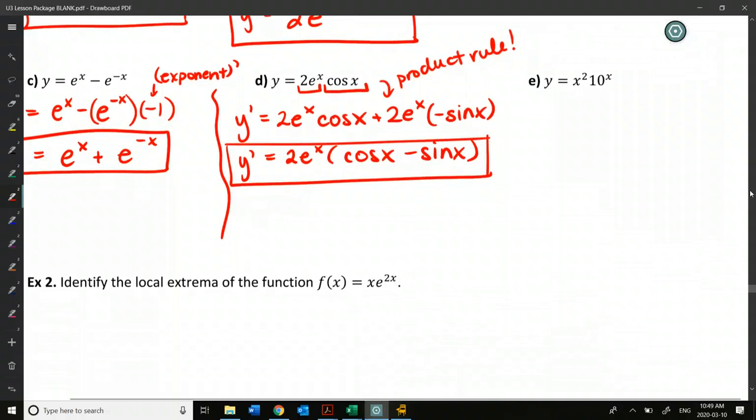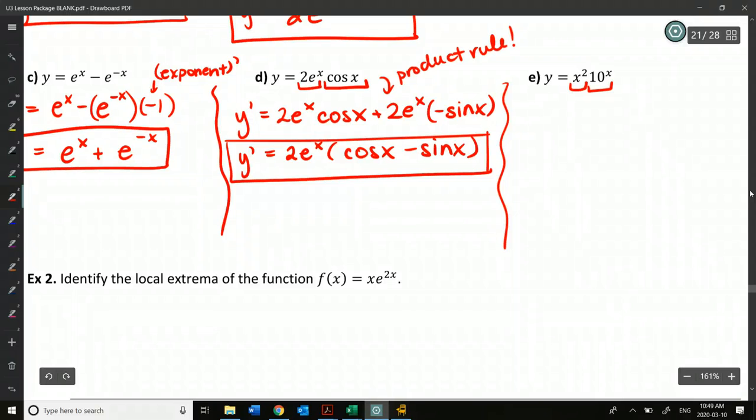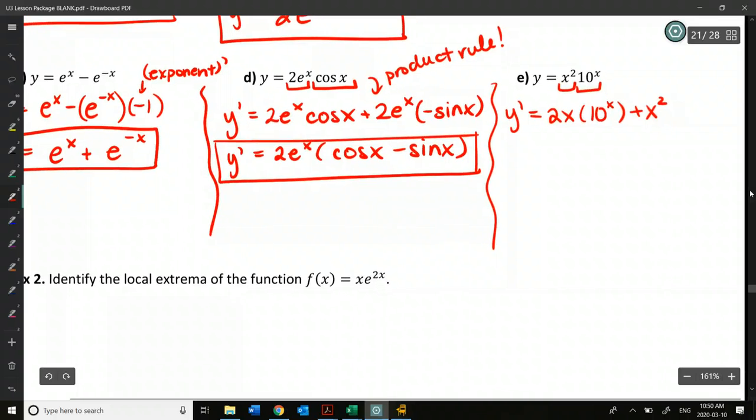Hey, any questions on this one? Okay, we're also going to apply product rule here. We have x squared times 10 to the x. So derivative of the first is 2x times the second, which will be 10 to the x, plus the first, just as it is, times the derivative of the second.